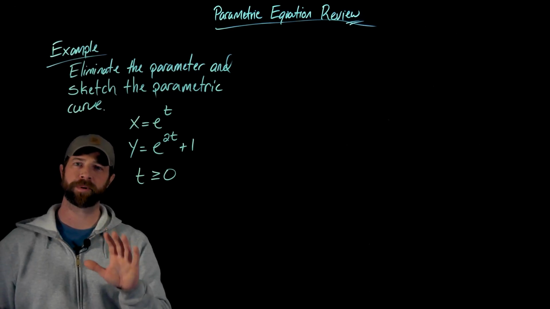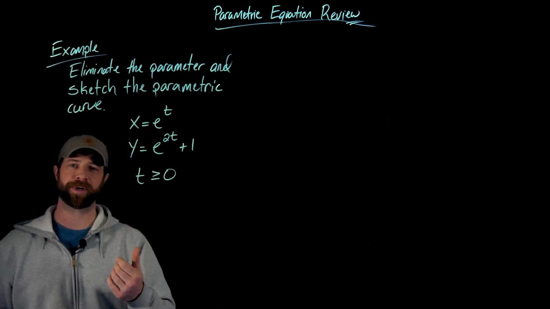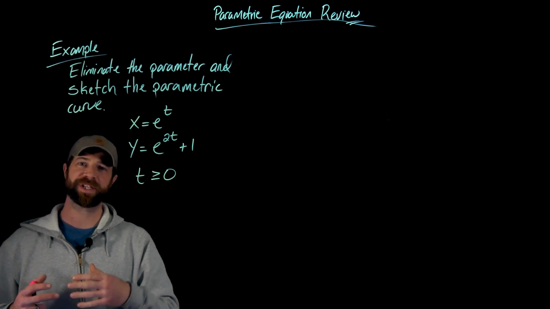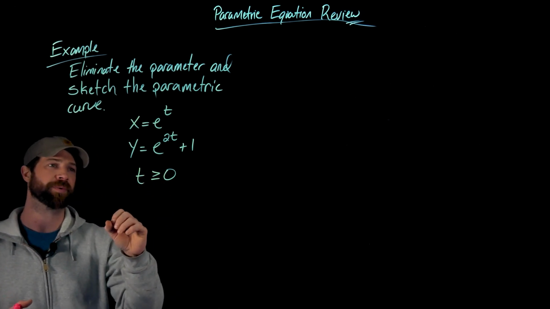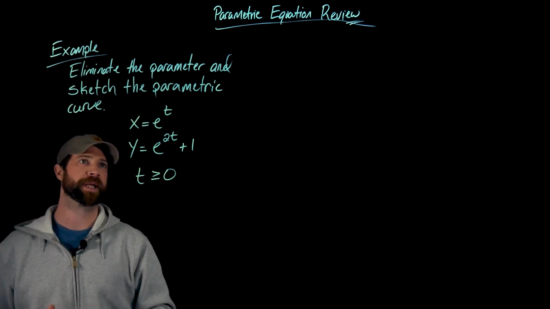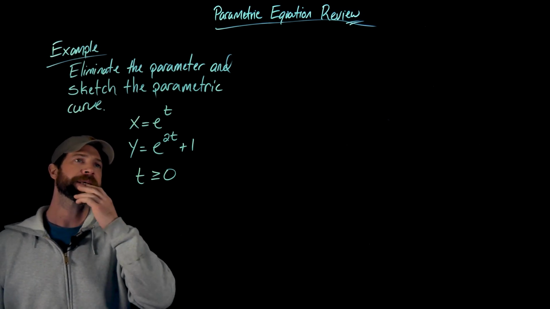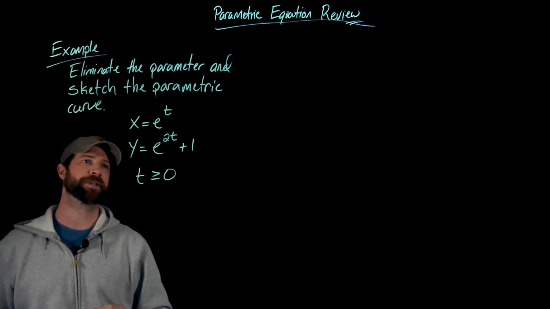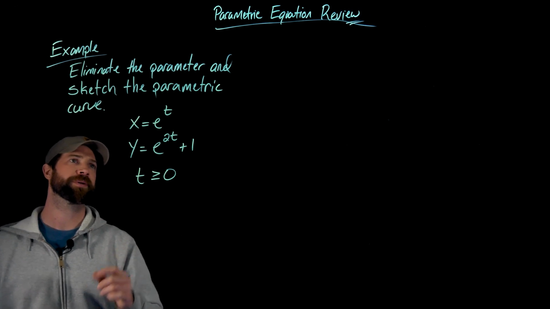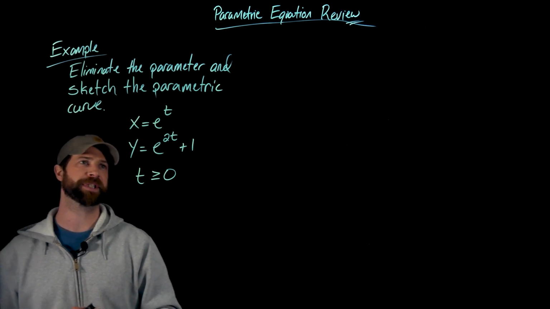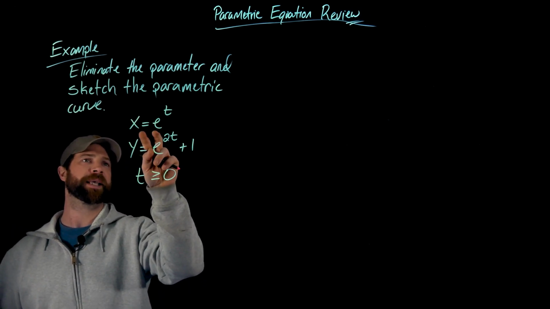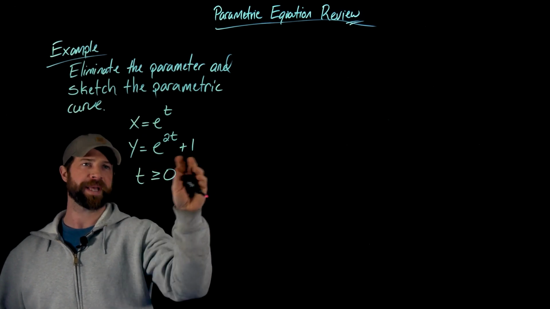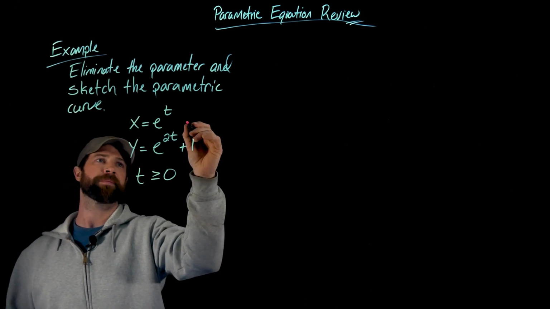And so in this example, we're being asked the same thing: to eliminate the parameter, create a Cartesian equation of this relationship between x and y right here, and also sketch the parametric curve. In this case, I have these exponential functions. One thing that I could do, just to be clear about this, is see if I can make y a function of x by taking this.